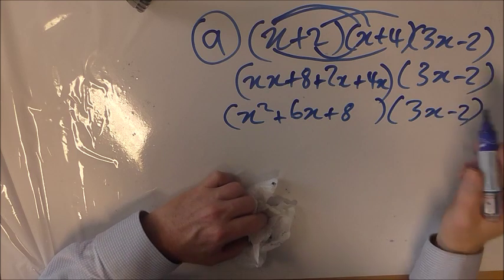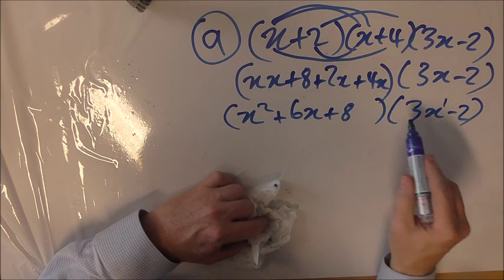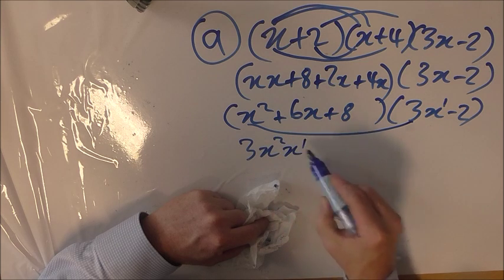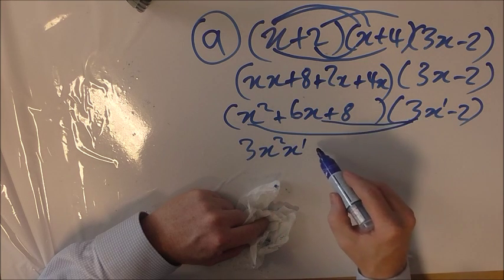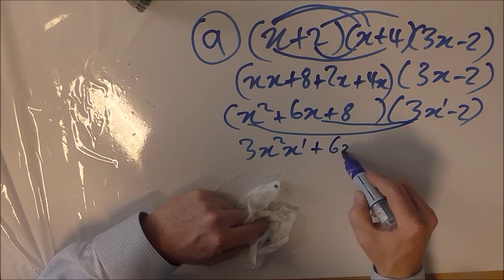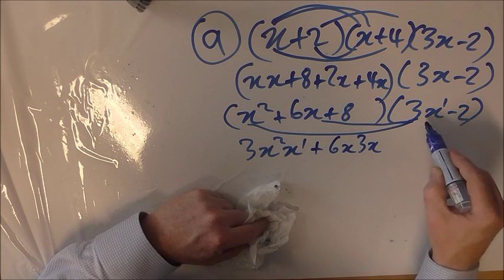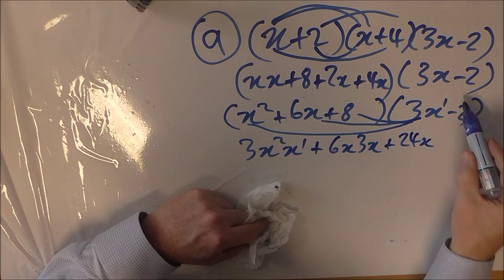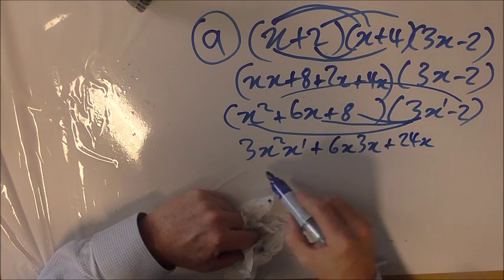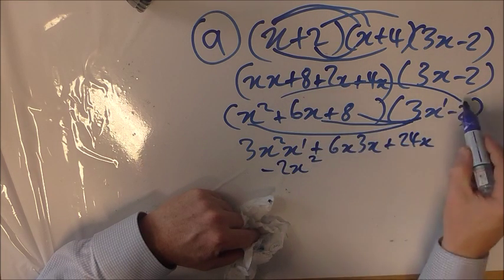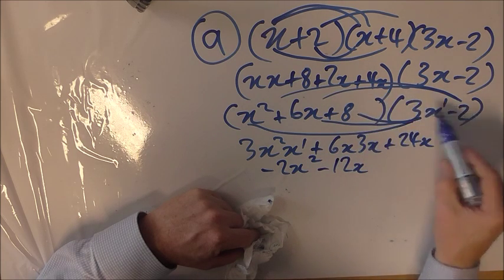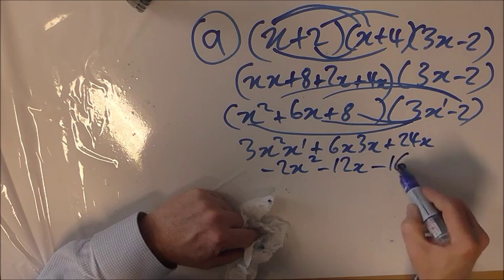Now repeat the process. Often helps to imagine there's a power of 1 there. So that times that, 3x squared. That times that, 6x squared, 3x. That times that, 24x. What about this? That times that, negative 2x squared. That times that, negative 12x. That times that, negative times a positive is a negative.